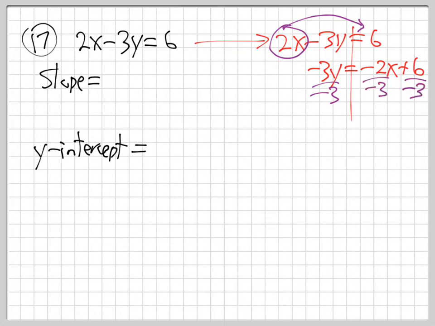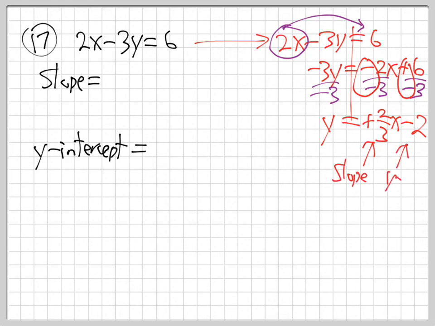And so y equals, 2 negatives here, positive 2/3 x. Positive over negative, negative 2. Right? 2/3 x minus 2. So this is the slope. This is the y-intercept. So the slope is 2/3. The y-intercept is negative 2.